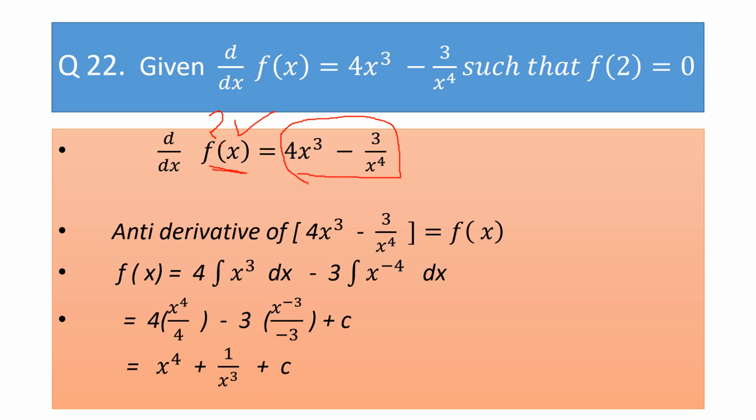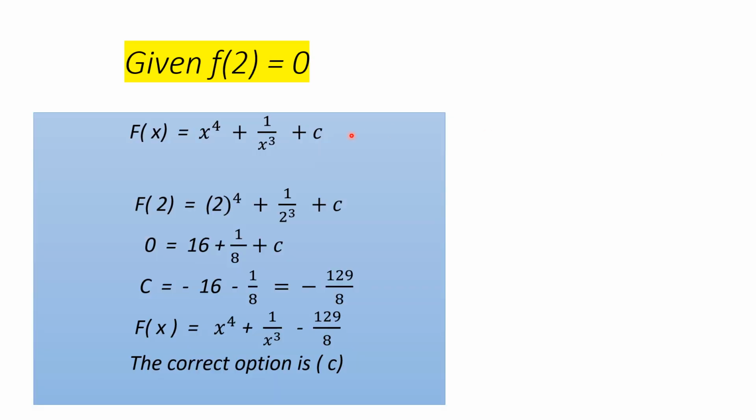Okay. Now if you see it wisely, this 4 will get cancelled with this 4 and this 3 will get cancelled with this 3. This minus will get cancelled with this minus. So your answer is x power 4 plus 1 upon x power 3 plus c. So this is your function. Now you have been asked f of 2. Now given f of 2 is equal to 0. This is mentioned in the question. And now we have calculated f of x. f of x is x power 4 plus 1 upon x power 3 plus c.